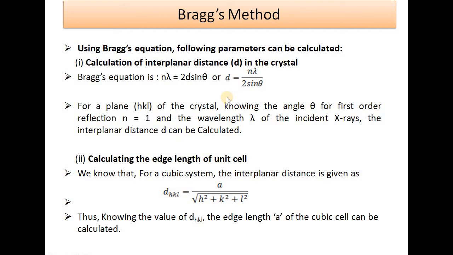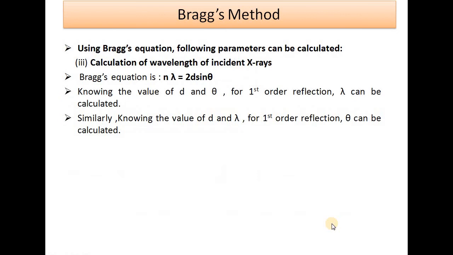Now the second one is calculating the edge length of the unit cell. Once we determine the d_hkl value, the interplanar distance between the planes, we can easily find the edge length of the unit cell of the given crystal. Thus, knowing the value of d_hkl, the edge length a of the cubic cell can be easily calculated by using this relation. If we know d_hkl, we can easily find the value of a. So, the edge length of the unit cell can be easily determined. Similarly, we can also find the value of lambda if we know the other parameters. If we know the first order reflection angle theta as well as the distance between the planes, we can easily find the wavelength of the incident x-rays.